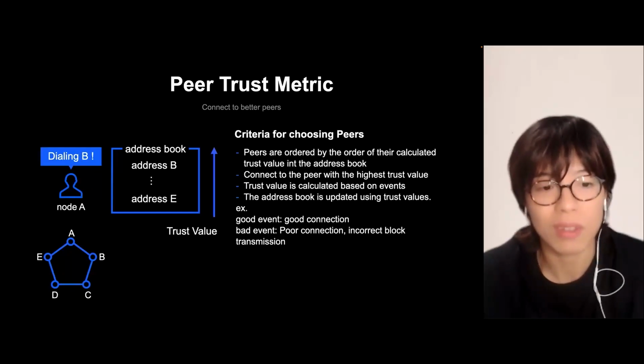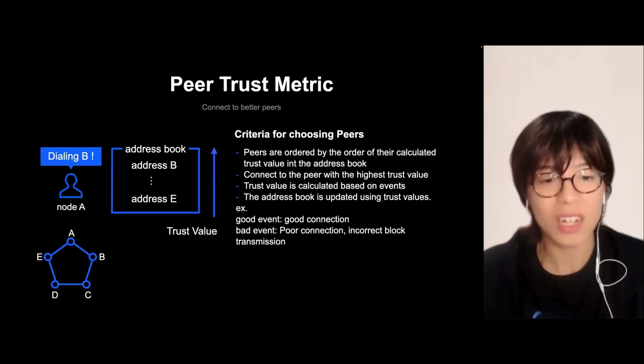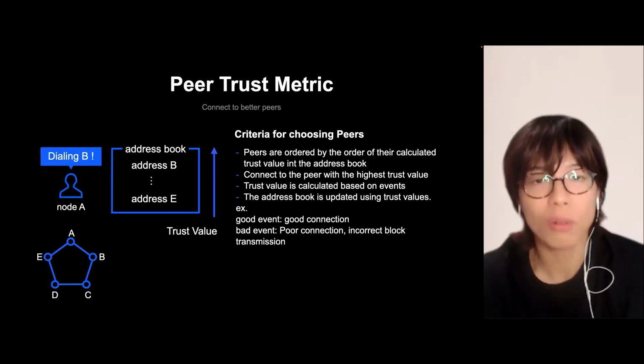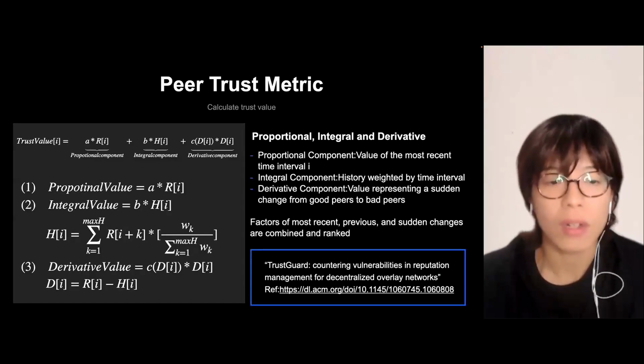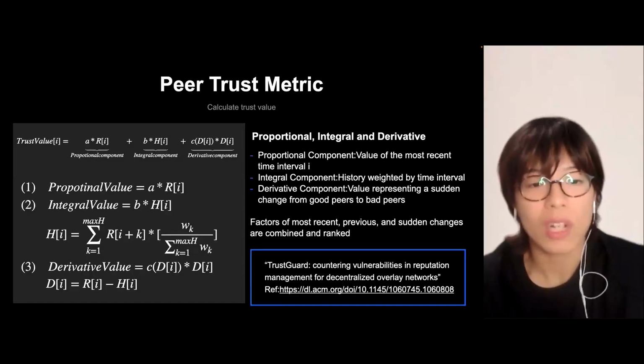Gossiping to the addresses with the highest trust value prevents performance degradation in communication. Then next, let's look at how confidence values are calculated using events.